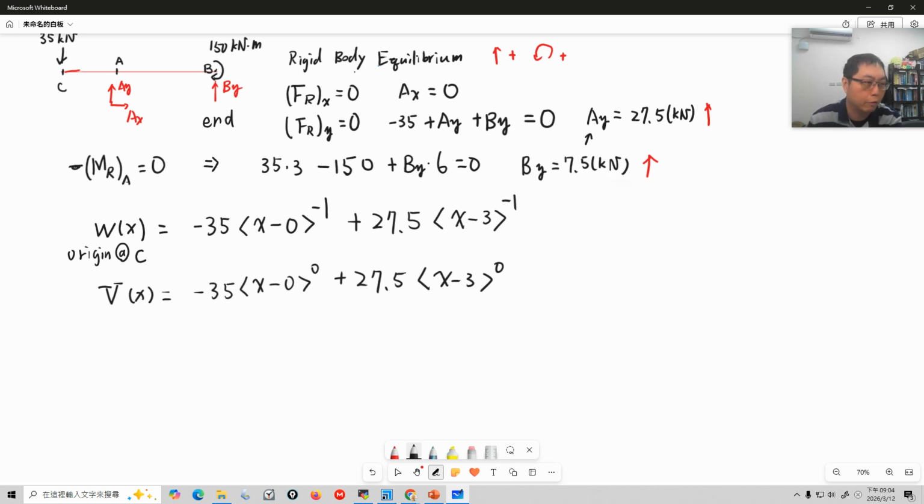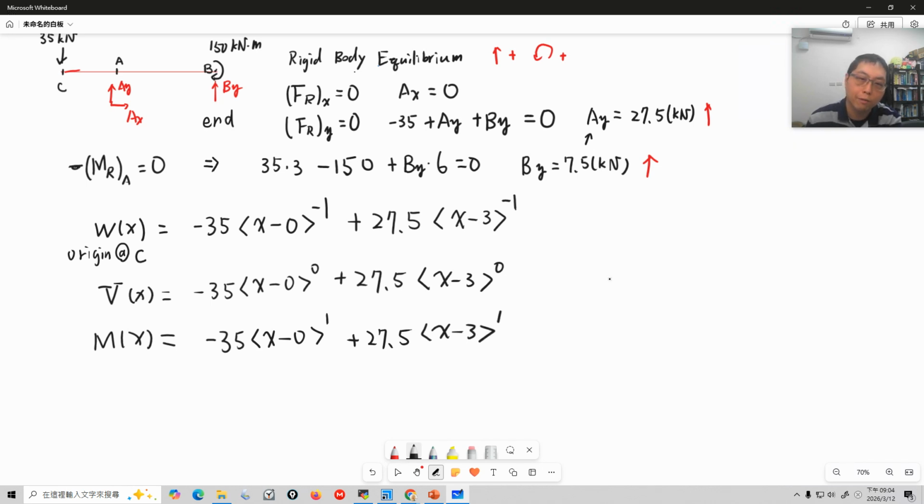And then integrate it again, and you get the moment function. For the moment function, the power of the discontinuity function is 0, so it's just a typical integration rule. It's also very simple. <x - 0>^1 plus 27.5<x - 3>^1. So we got the moment function.